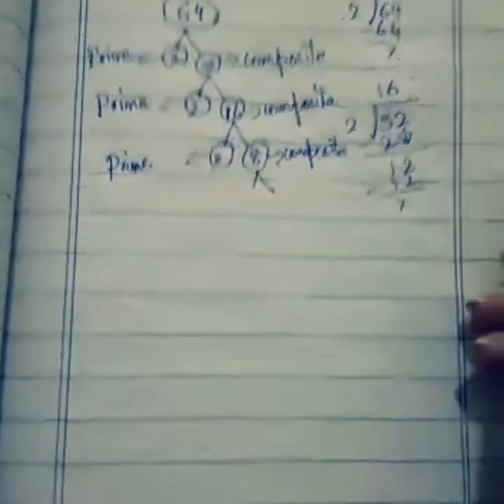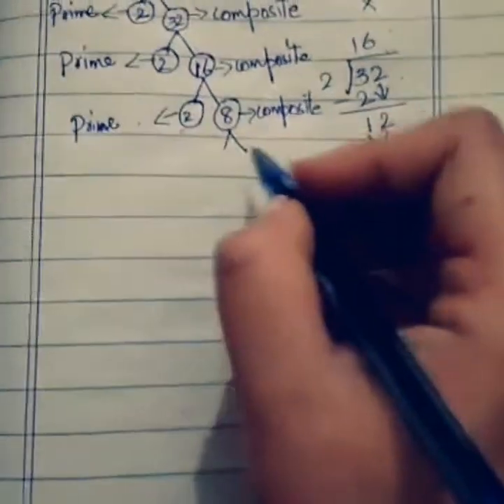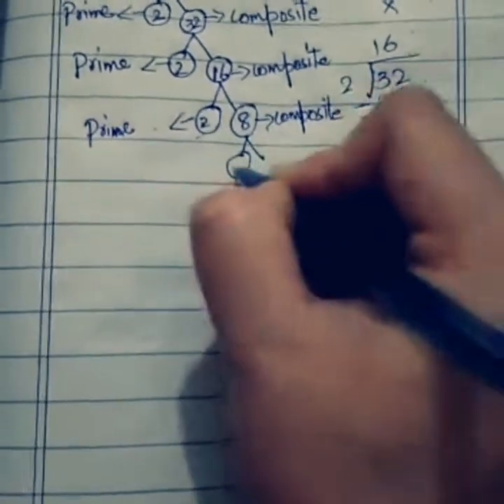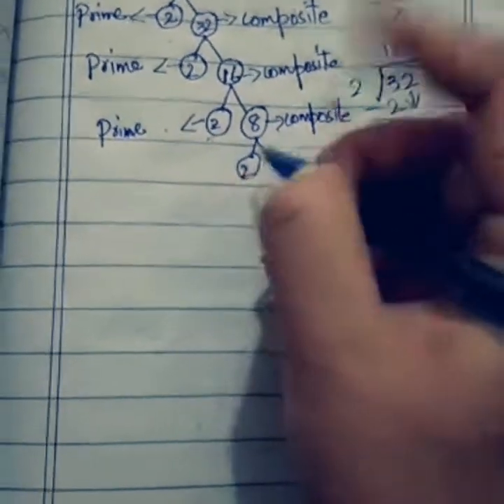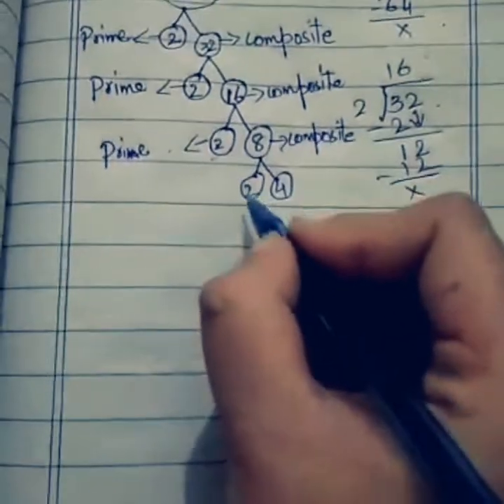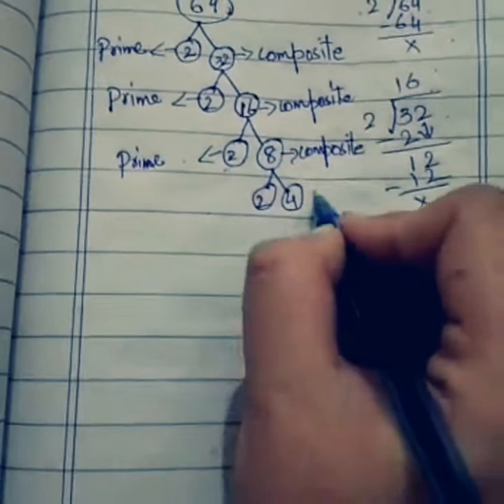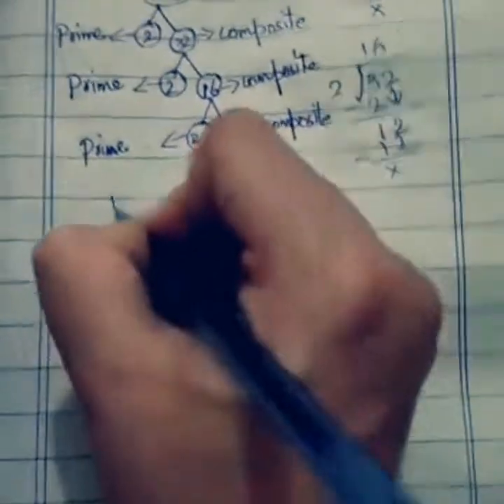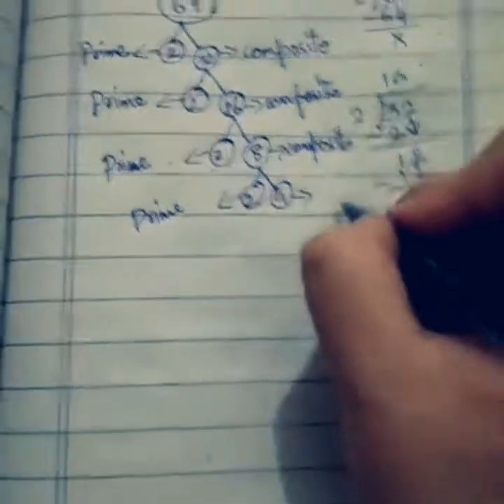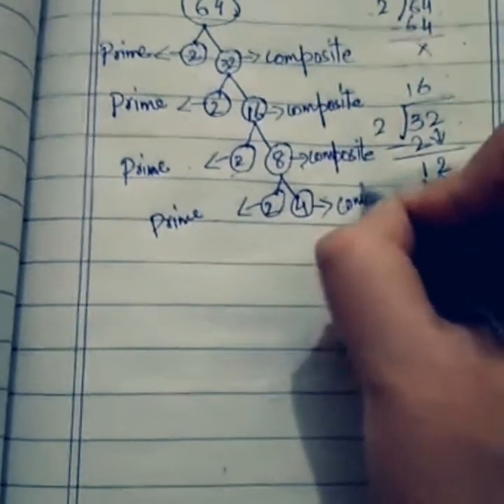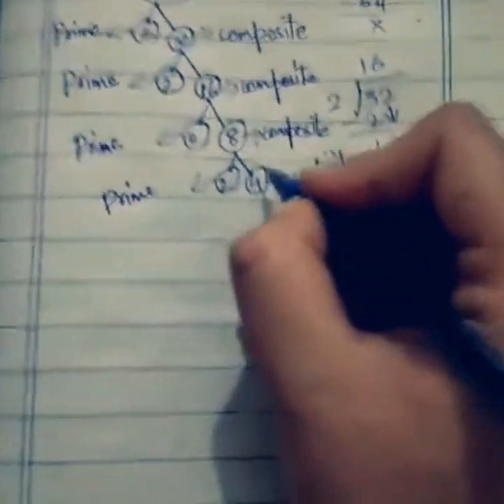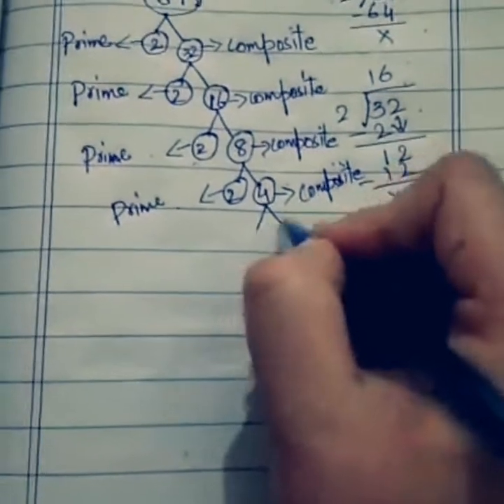Can we use the smaller prime number here? Yes, because 8 comes in the table of 2. So how many times does 8 come in the table of 2? 2 fours are 8. So you can see we got one more prime number. Again that is our prime number. Again composite numbers are left, so we'll continue our tree method.